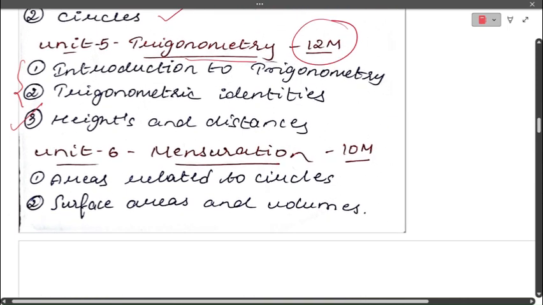Moving further, one of the chapters wherein the majority of students face difficulty is Mensuration. More or less, this chapter is a formula-based concept. You have to remember the formula, use the application of it, and think over it. So: areas related to circles, surface areas, and volumes. Here we look at the different kinds of surface areas.